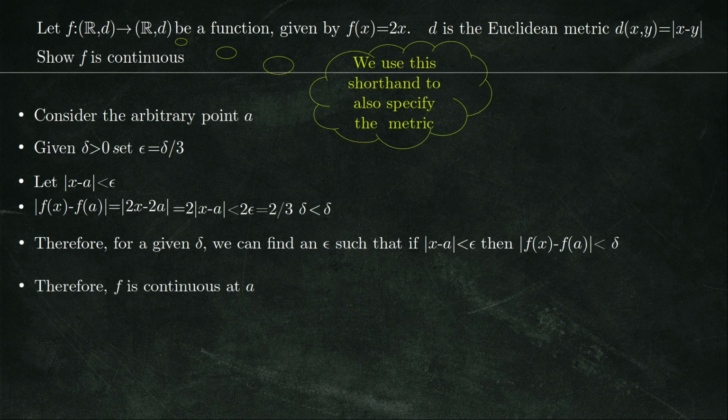Therefore, f is continuous at a, but we wanted to show it's continuous everywhere. So because a is arbitrary, we can say that f is continuous everywhere. None of the steps we did required a to be a specific value or within a specific range.